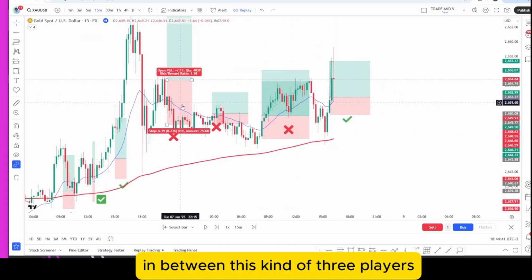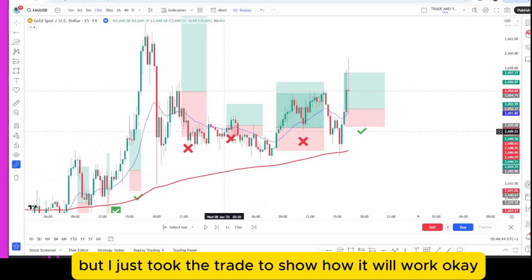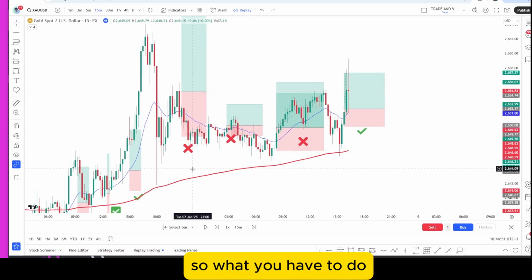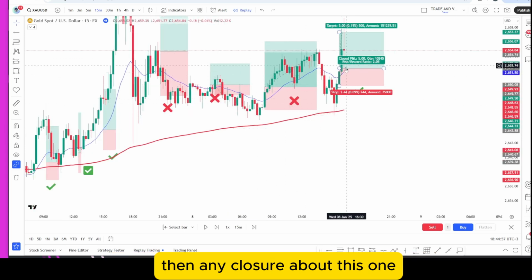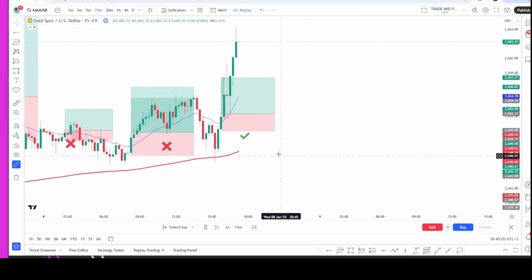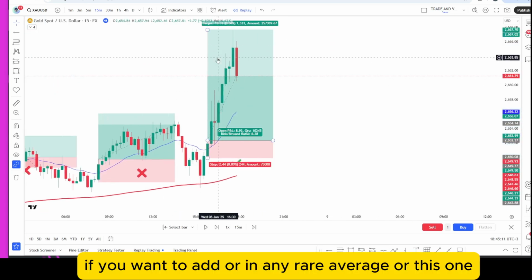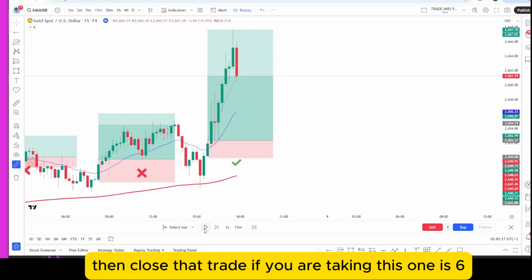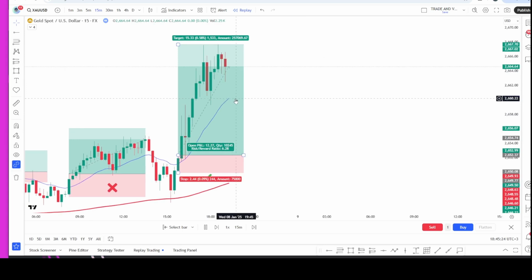Okay, in between, these three trades, if we can avoid them, you see, actually there is no trade, but I just took the trade to show how it will work. So what you have to do is just wait for the price to come back to the long term, then any closure above this one, you can take the trade. The next one we will see. That one is okay. Then if you take this trade, and if you want to add a 9 average or this one, just wait for any closure below this one, then close that trade. If you are taking this one at 628, it has already gone, it didn't close any trade below this one.